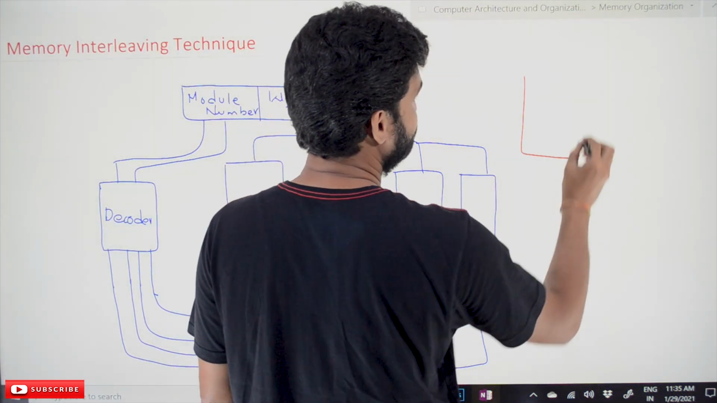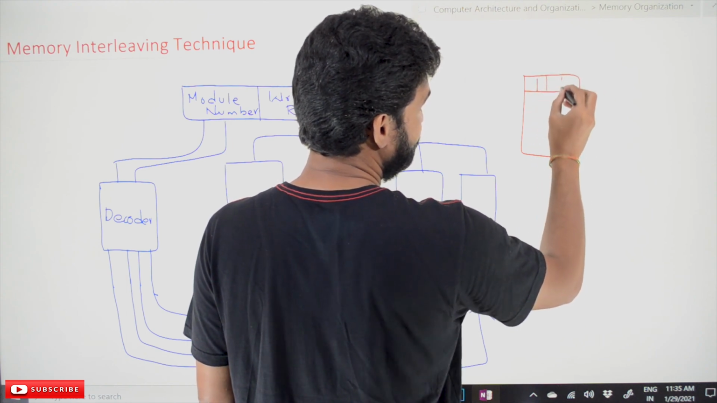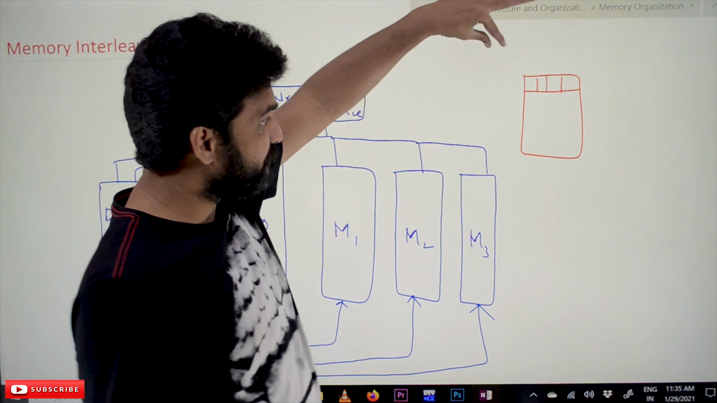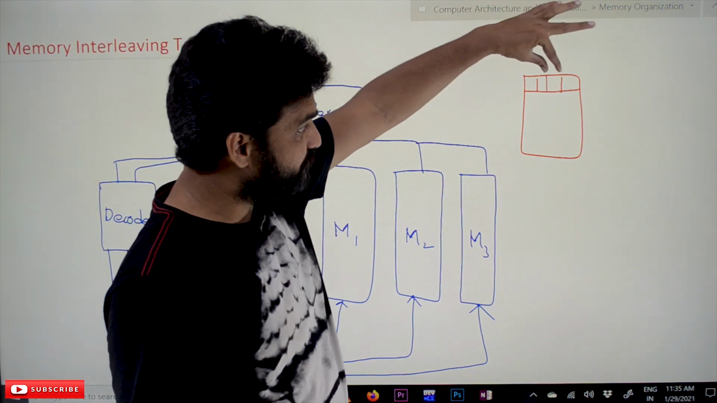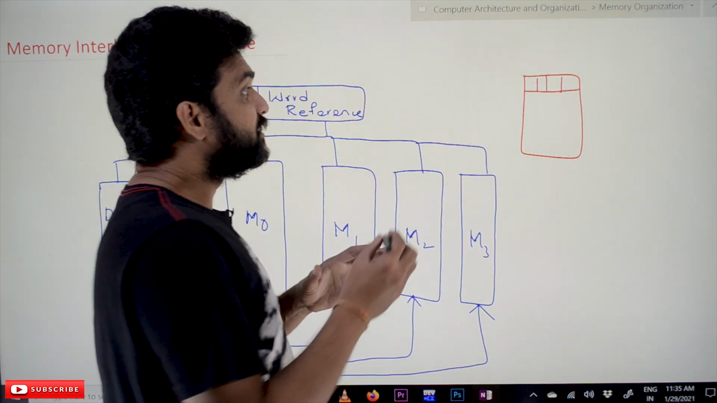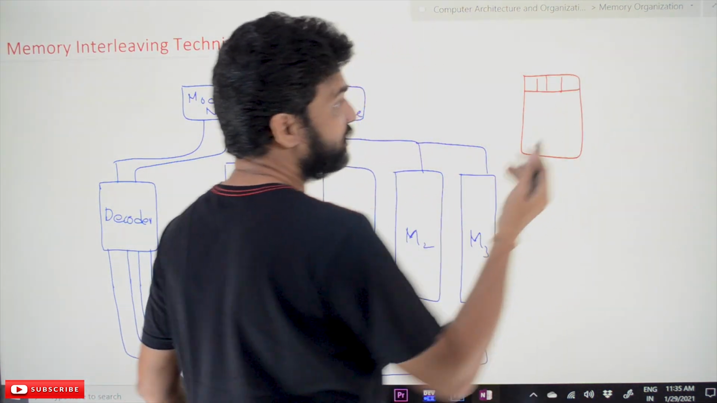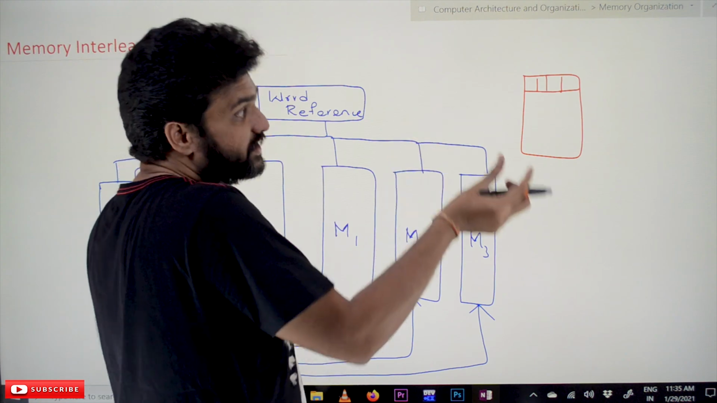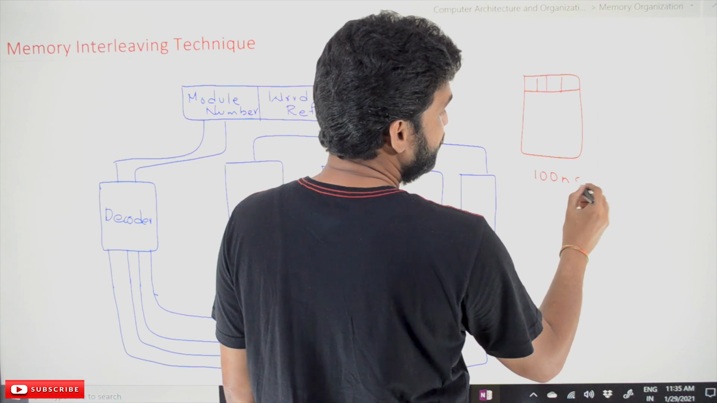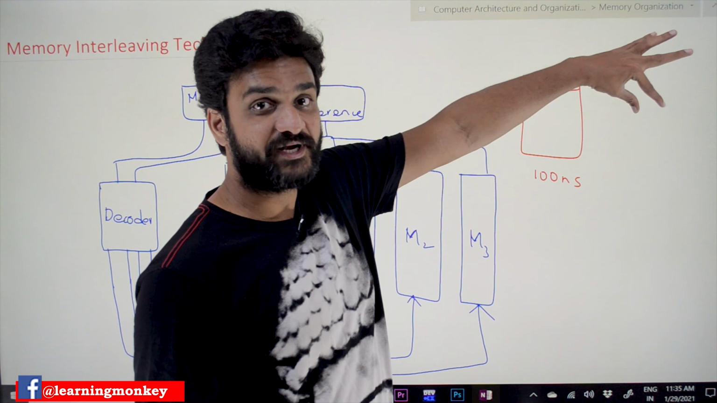for example, if this is our memory, and we have said that the words of the memory will get stored into the blocks. In order to access these blocks, whenever a word has to be accessed, this entire block will be shifted to the cache memory. And in the process of shifting that, assume that it is taking 100 nanoseconds to shift one word of the memory to the cache memory.